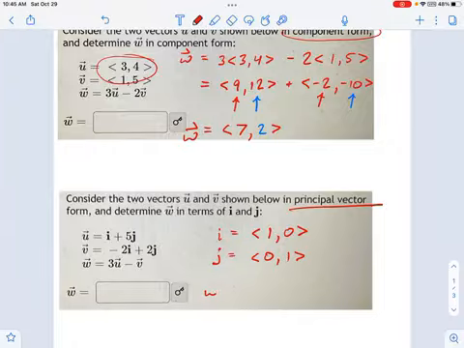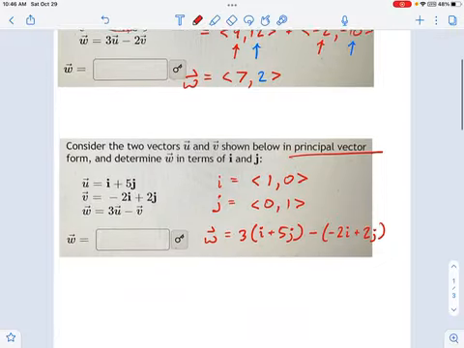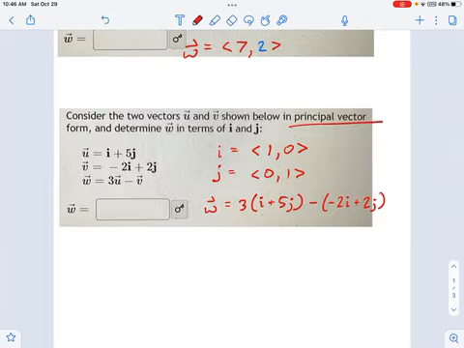So in this case, I would say the vector w equals 3 times the vector u. Now, remember what u is. That's i plus 5j. And let's see, minus v. So v is negative 2i plus 2j. Okay, and now it looks just like an ordinary polynomial. We're going to treat it the same way. This is the main advantage of principal vector form. A lot of people prefer it for this reason.